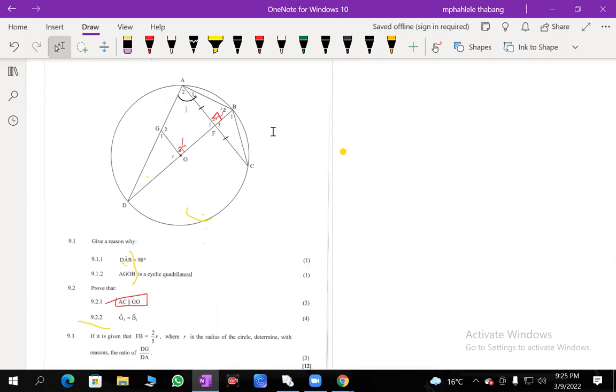Angle G1 is equal to angle A2. Because we will have shown that they are parallel again. G1 equals angle A2, they are corresponding. So we said A2 is equal to B1.